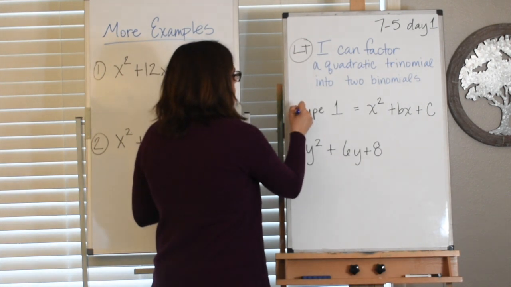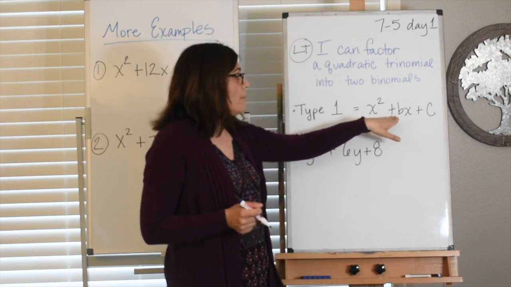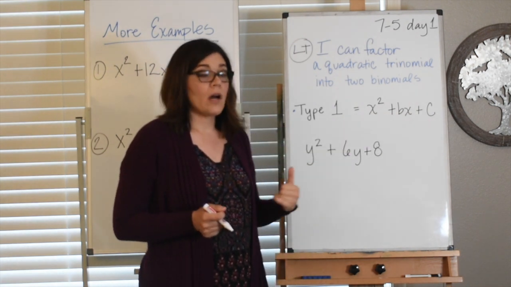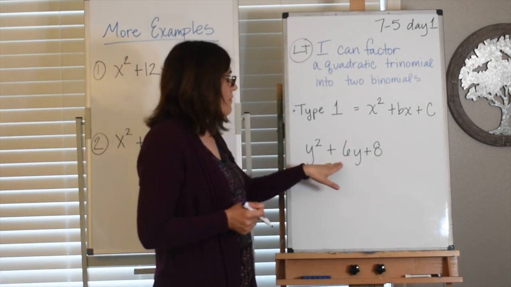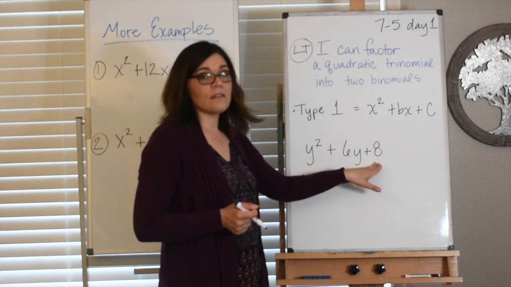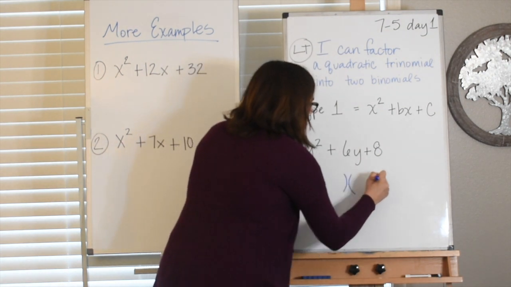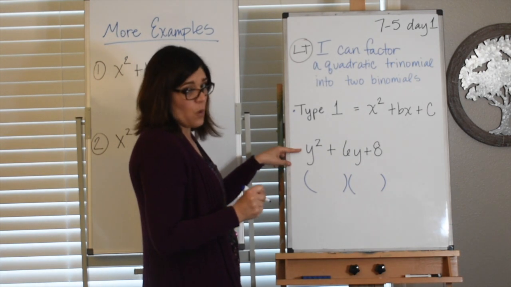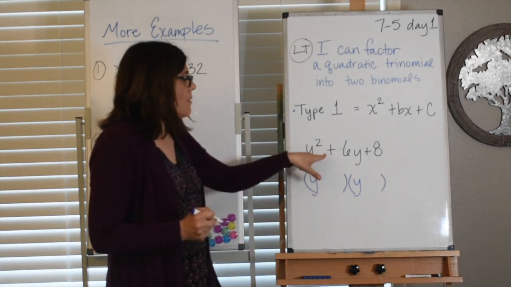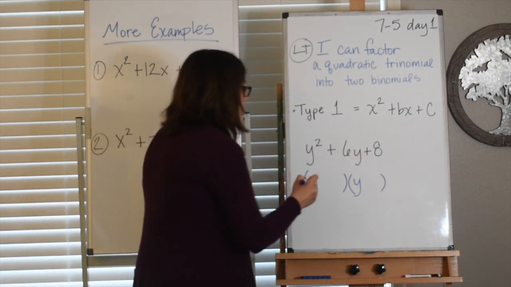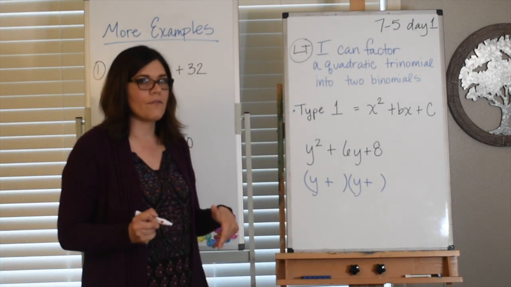So type 1 is when we have it as x squared plus bx plus c, where b and c are both positive. This is the easiest one to do because I know that when I have a positive middle term and when I have a positive last term, that I can already set up my binomials this way. And because this is just y squared, I know that it's going to be y here and y here, okay? And because both of these are positive, I also know it's going to be plus something and plus something. That's why it's the more simple of the 4 types.